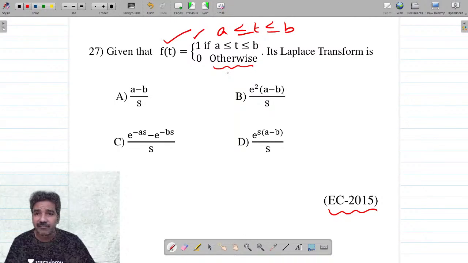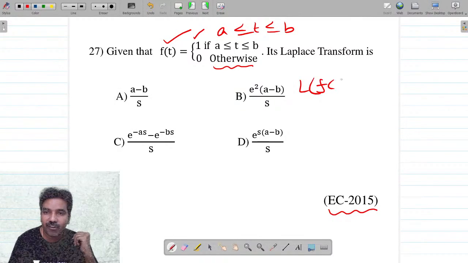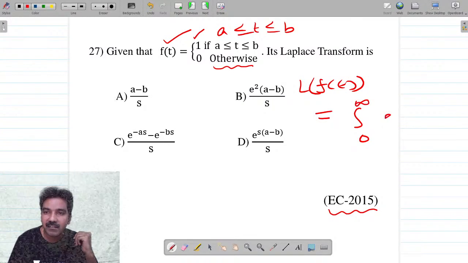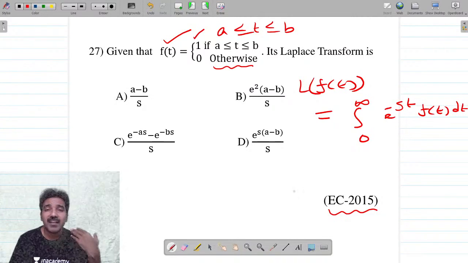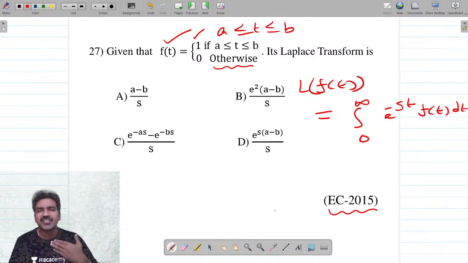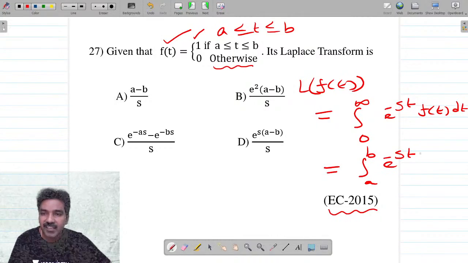So let us apply the definition of Laplace transform at first. What is the definition of Laplace transform of f of t? This is integral 0 to infinity e power minus st into small f of t dt. But here the function is defined only between a to b. Outside the limits, it is 0. So instead of taking the limits 0 to infinity, let's take the limits from a to b. So this will be integral a to b e power minus st into f of t dt.